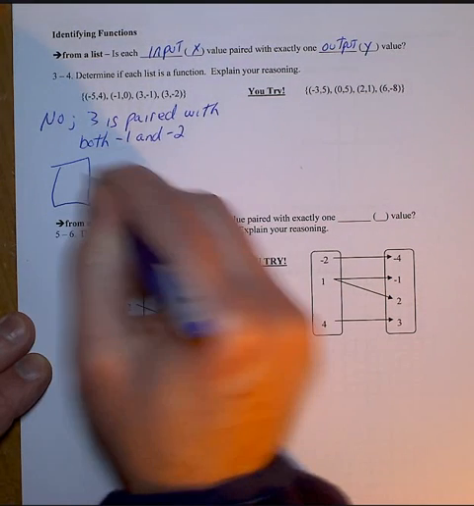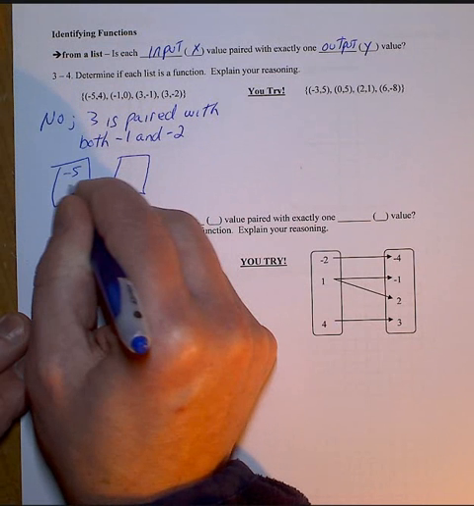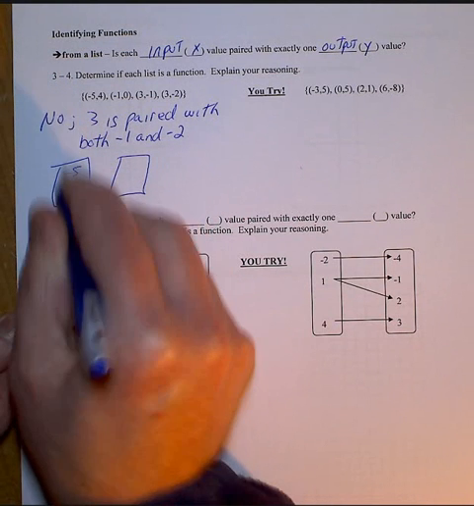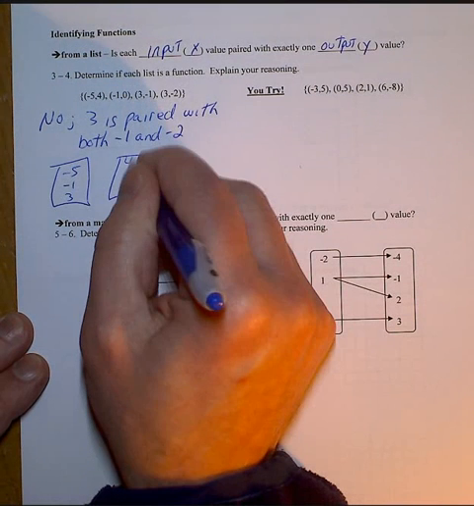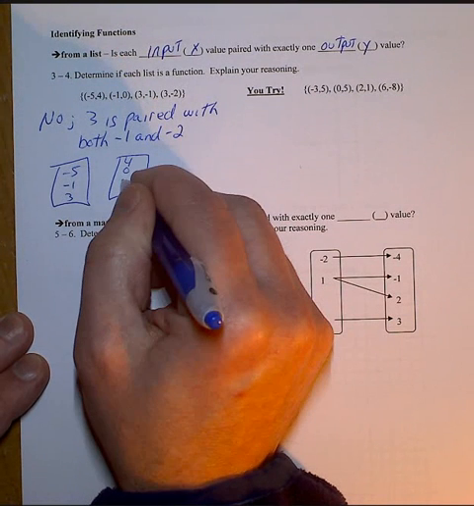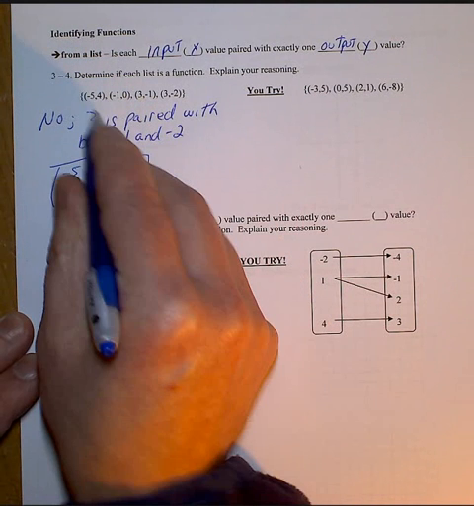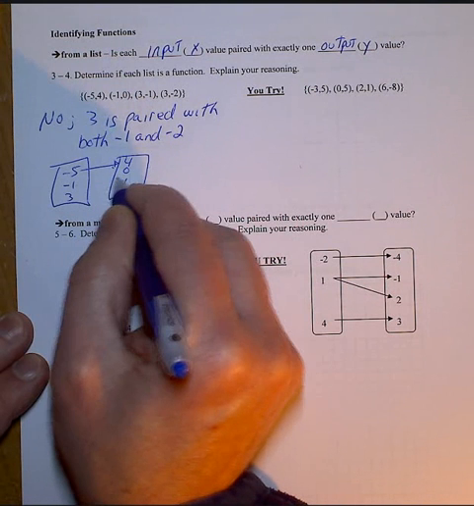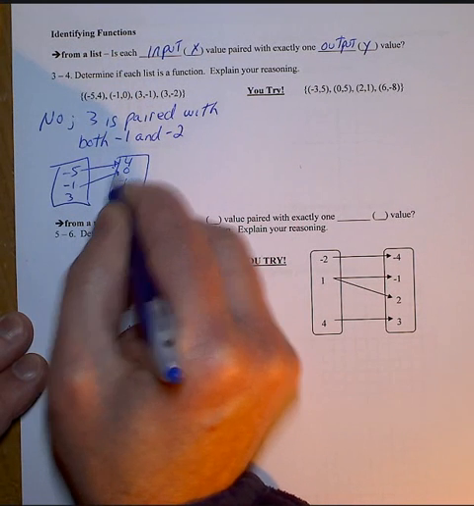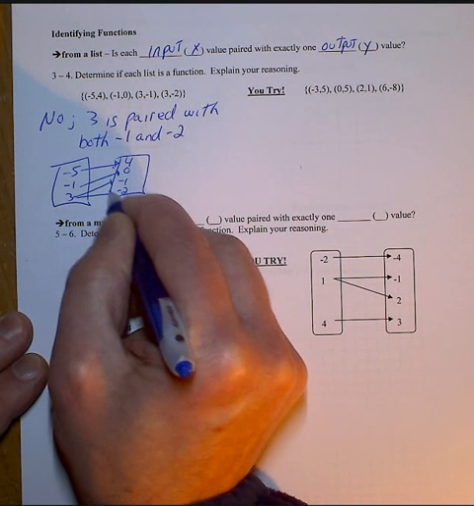Sometimes I'm going to draw a quick mapping diagram. Negative 5, negative 1, and 3 are my inputs. My outputs, I can just list them in order for how they come here. 4, 0, negative 1, negative 2. Well, I'm at negative 5, goes to 4. I'm at negative 1, it goes to 0. When I'm at 3, it goes to negative 1. When I'm at 3, it also goes to negative 2.